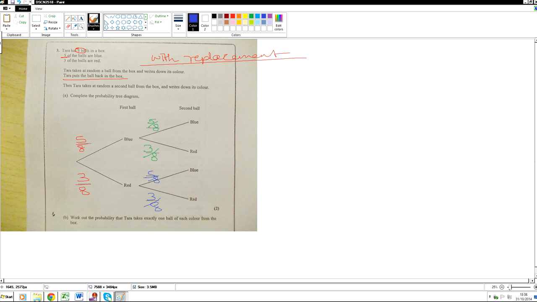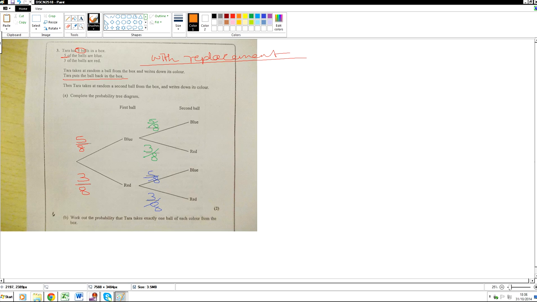Right. Work out the probability that Tara takes exactly 1 ball of each color from the box. Right, now I need someone to interpret that for me, because it actually can be misinterpreted as something completely different. So anybody want to have a go at explaining to the class what that means? Is it the probability of getting a blue and a red, or a red and a blue? Okay, good, lovely. Work out the probability that Tara takes exactly 1 ball of each color.